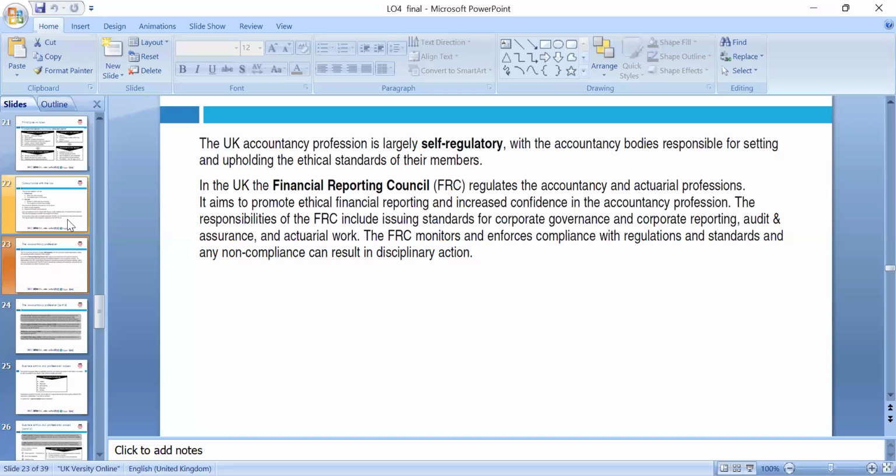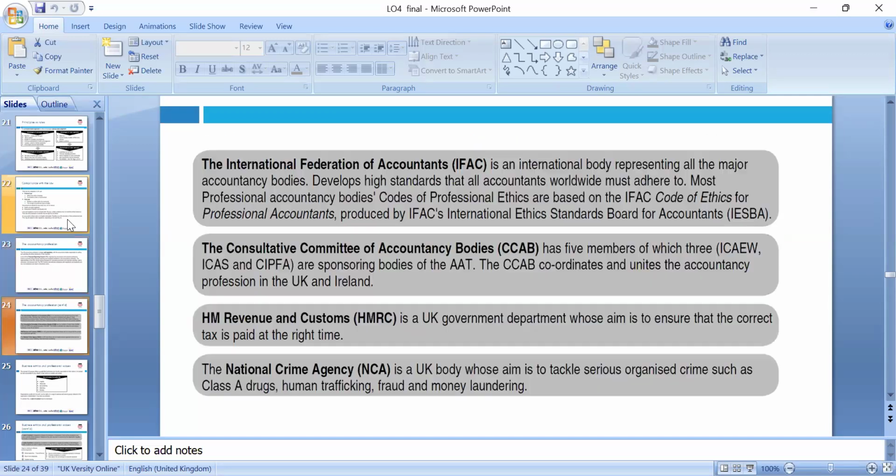Self-regulatory bodies are responsible for setting and upholding the ethical standards. The Financial Reporting Council sets standards like the International Accounting Standards and International Audit and Assurance Standards. The International Federation of Accountants is, internationally, the body representing all the major accounting bodies.